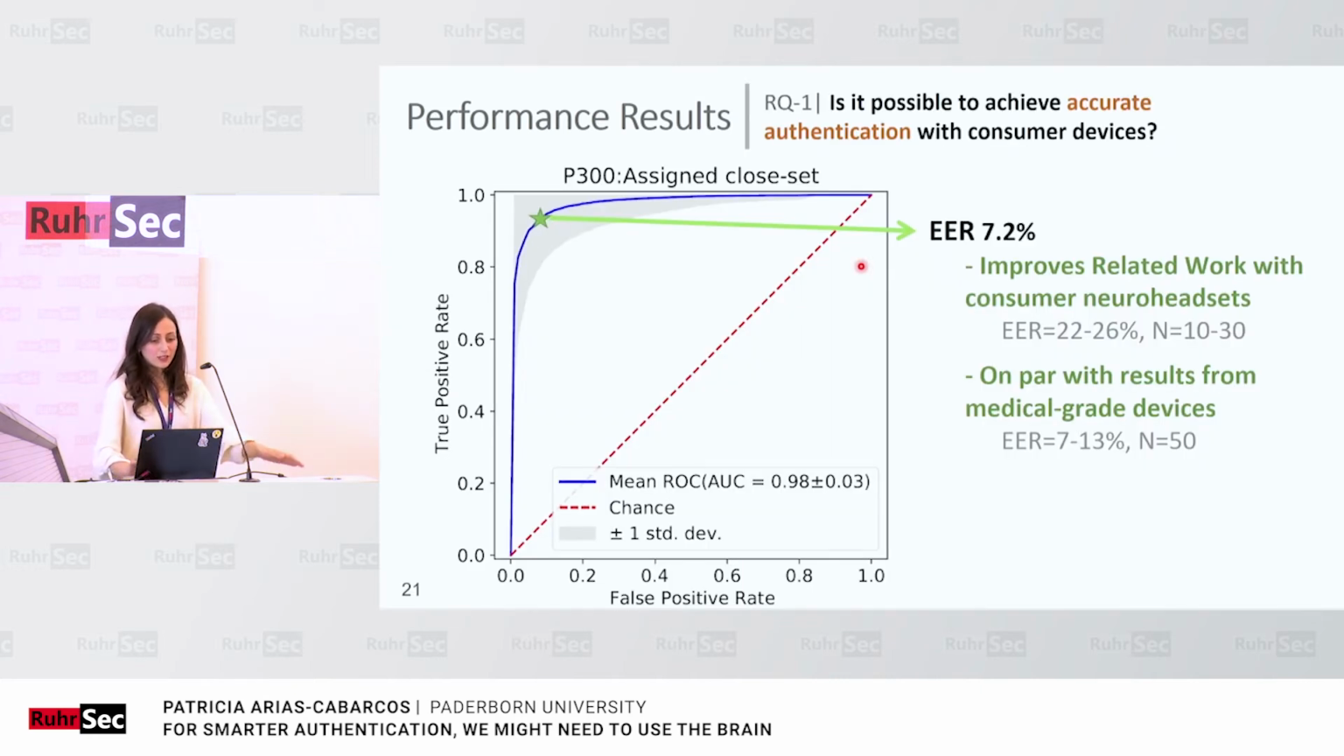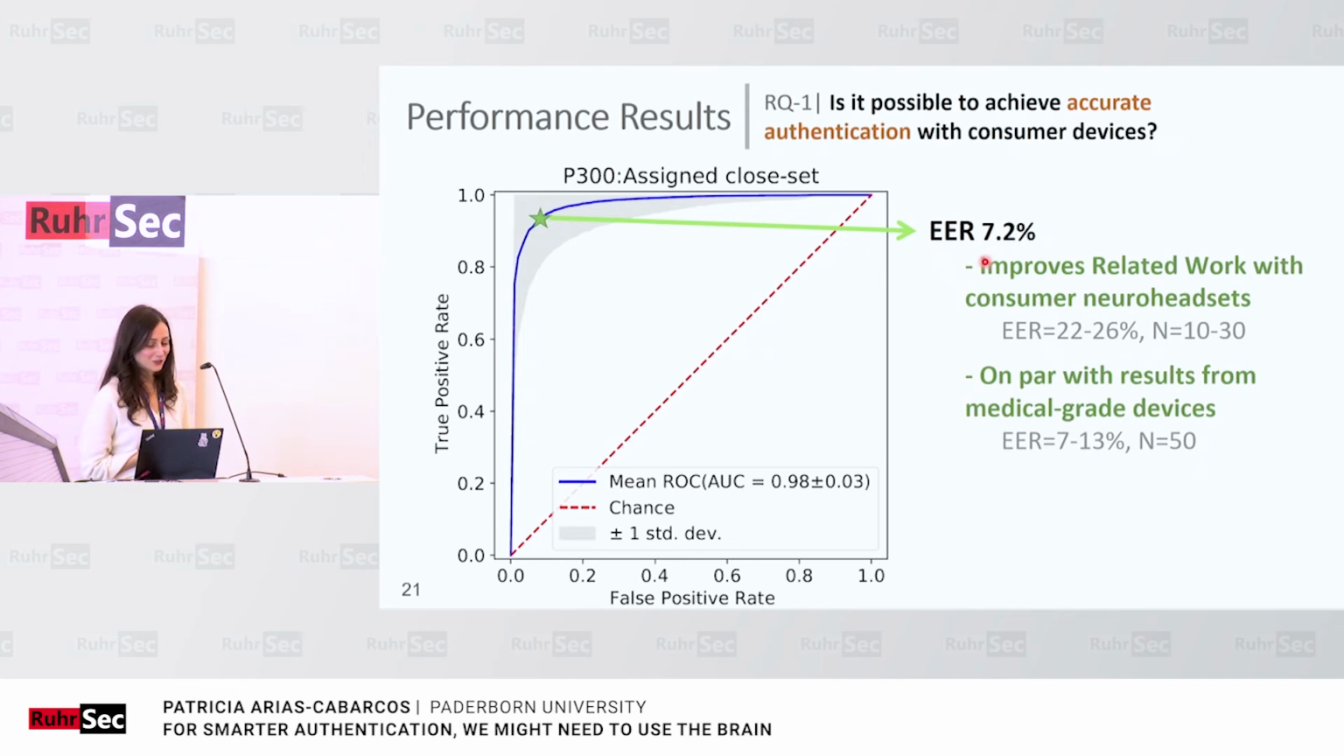Looking at the operating curve, this gets us a result on an equal error rate, so that's the point where the false acceptance and the false rejections are the same. If you move, then you trade one or the other. So our equal error rate was 7.2%, and how good is that? It improves related work significantly. With consumer devices, up to now, we only get between 22 and 26%. And it is on par with results obtained with medical-grade devices.